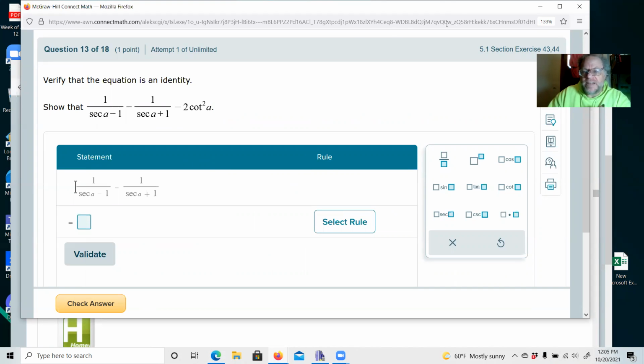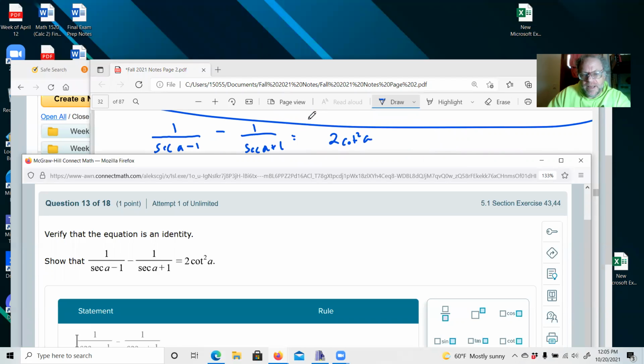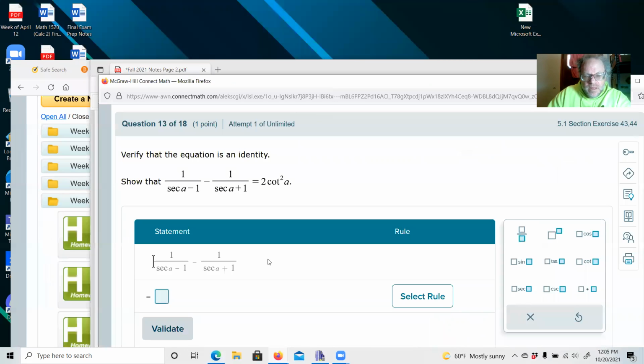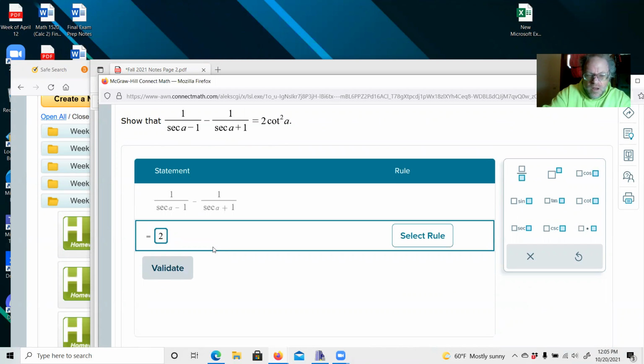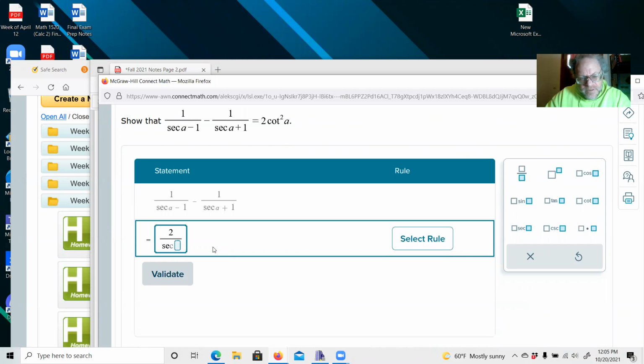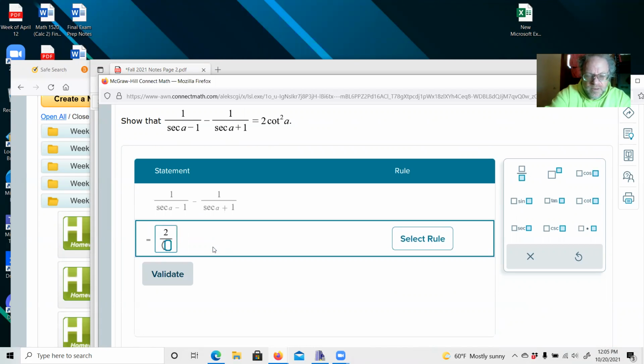Okay, so now I've got to translate this and be a little bit more formal about it, and hope, goodness, I don't mess up a rule that they wanted to put in here. But yeah, let's just go ahead and say this is 2 over, do I have parentheses? 2 over parentheses? I do. Secant, I guess we'll say A, minus 1, secant A plus 1.